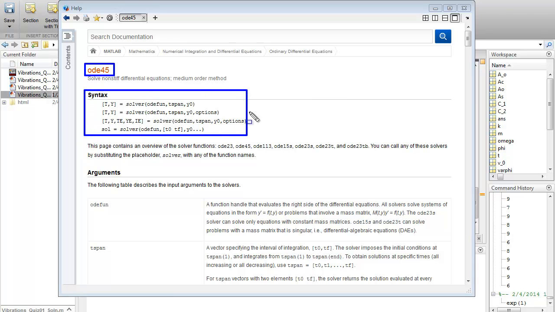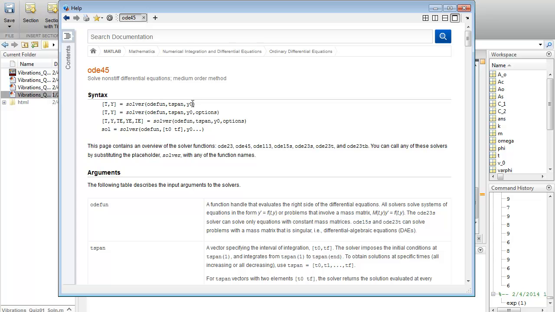You have something sitting here called solver. What you'll notice is that there's an ODE 2.3, a 4.5, a 1.1.3, all the way out through here. There's a large number, but they've unified the calling sequence, which is a good idea. In essence, we just need to pay attention to this sequence. And let's look at each one of these.